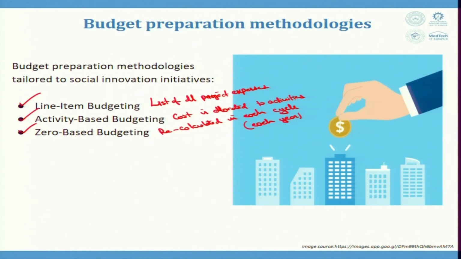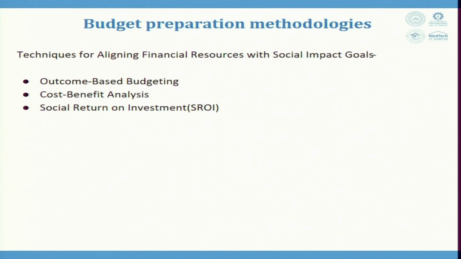Now, there are other methods for aligning financial resources with social impact goals. I am just jotting them down here, so that you should know these terms. One is outcome based budgeting. Outcome based budgeting means we set the outcome, we set the goals and allocate resources based upon the likelihood of achieving these goals. So, objectives are set.